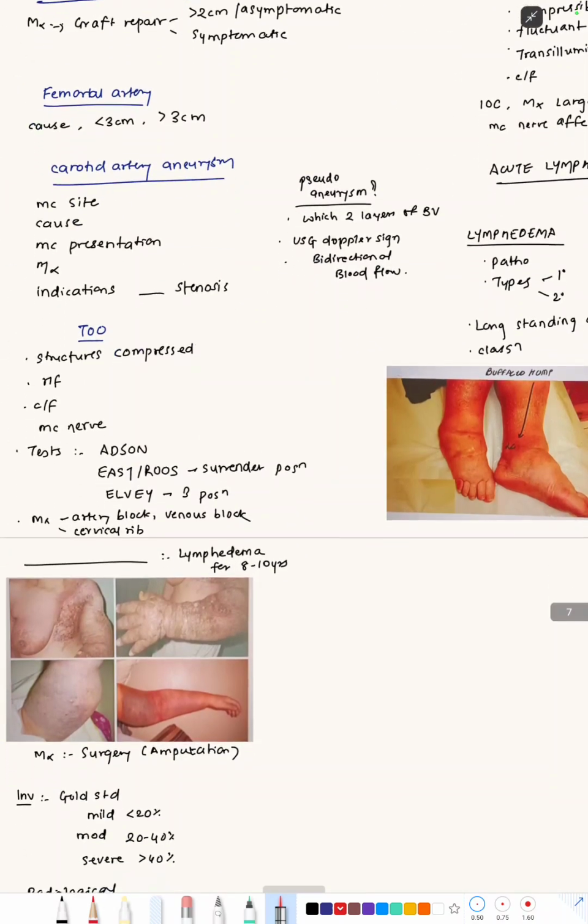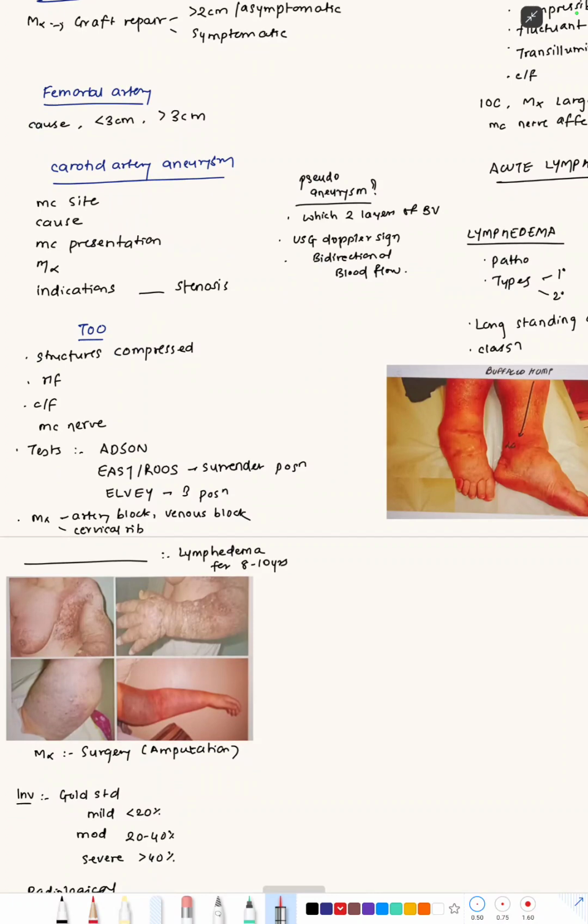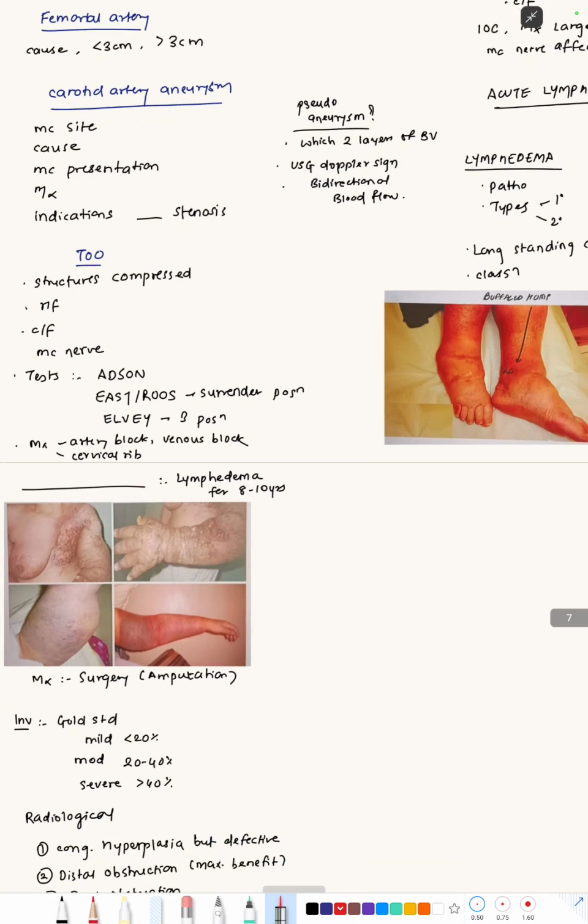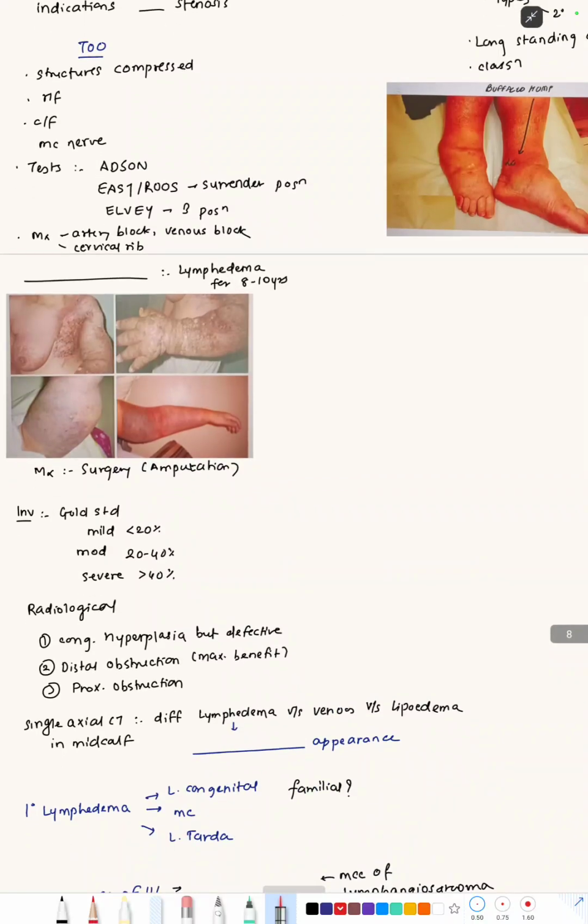Apart from that, if the lymphedema is not taken care of and it persists for 8 to 10 years, then there are chances of lymphangiosarcoma. That is angiosarcoma. This angiosarcoma presents as nodules, and this syndrome is called the Stewart-Treves syndrome. The Stewart-Treves syndrome, angiosarcoma, is common post mastectomy. Management is by aggressive surgery or amputation.